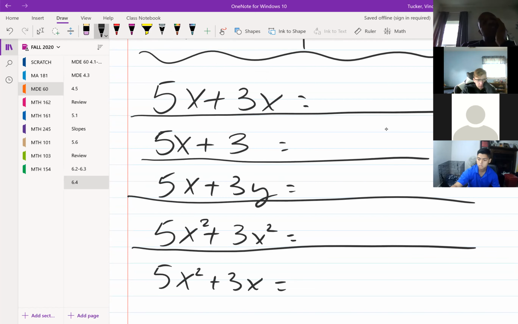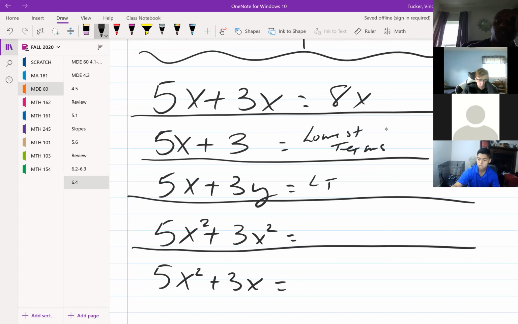All right, so just similar scenarios, just to make sure we understand what we can add and what we cannot add. 5x and 3x is 8x. 5x plus 3 is already in lowest terms. Cannot add those or subtract them from each other. Same thing with 5x plus 3y. It's already in lowest terms.